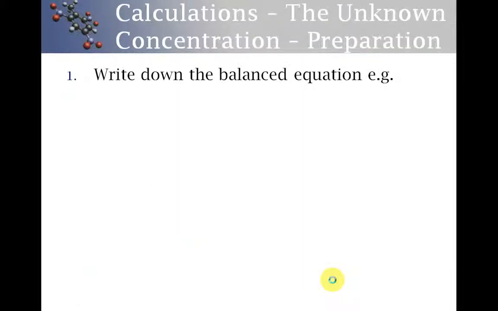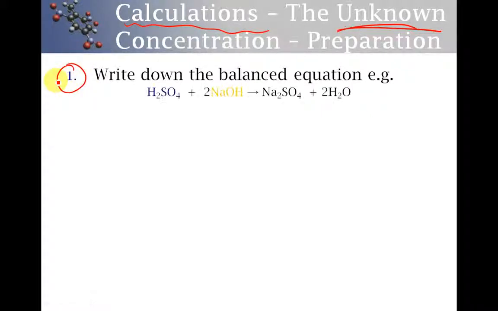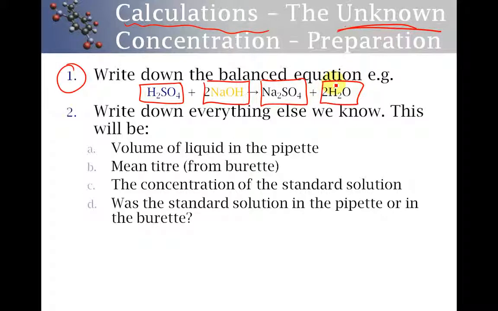Let's go through the process of working out the unknown concentration, because that's what we're after here. We know the concentration of one of the solutions, but it's the unknown that we don't know, and we are going to calculate it. First, step number 1, we write down a balanced equation. Here's a balanced equation right now. At level 2, we are only using acid and base reactions, which make a salt and water.